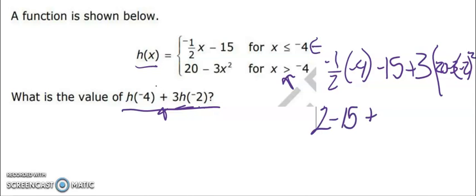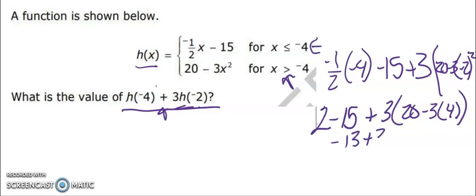And then we're going to simplify this parentheses. This is 20 minus 3, and then negative 2 squared is a positive 4. Okay? So 2 minus 15 would be negative 13. And we're going to simplify this parentheses here. 3 times 4 is 12. And then 20 minus 12 is 8.